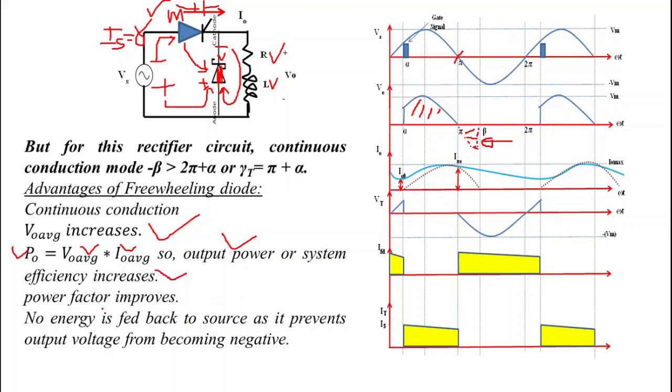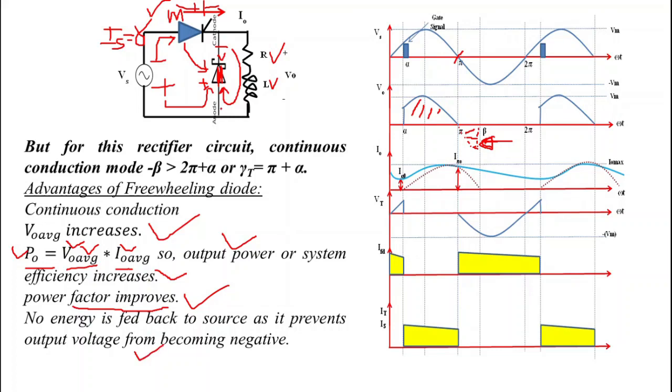Next, we know that power factor is directly proportional to the average output voltage. So if the average output voltage increases, then power factor also improves. And another important point: we know that P0 equals V0 average times I0 average. Due to the freewheeling diode, this negative part gets eliminated. That's why we get output power P0 always positive.